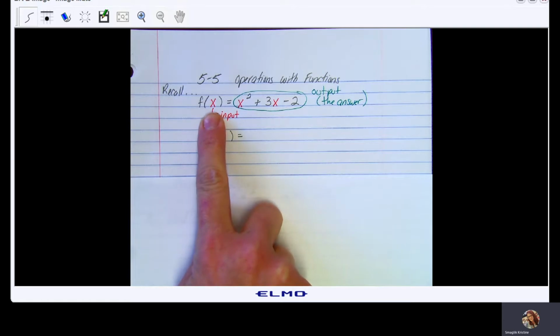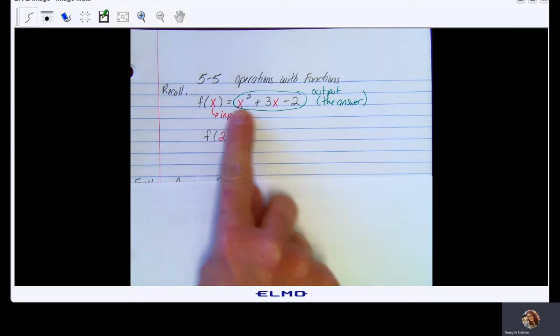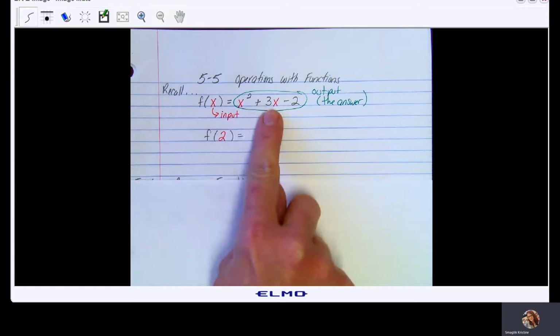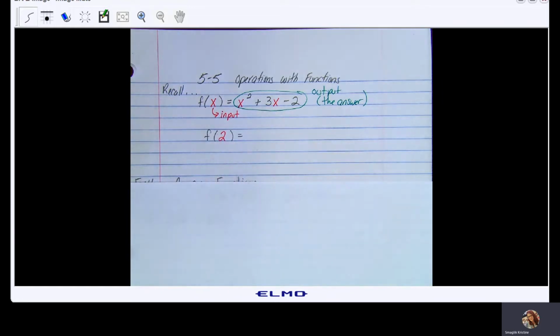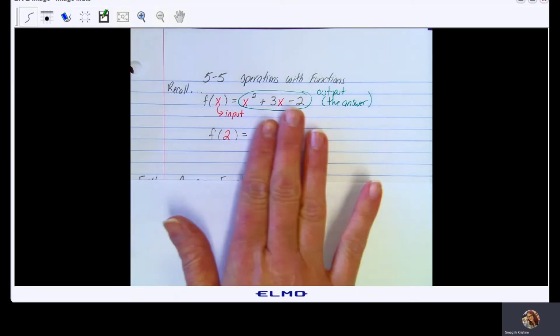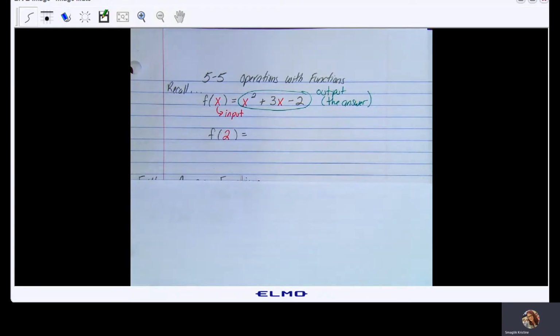And you don't necessarily have to have an x in the parentheses. It could be any variable. And what this represents is our input. So we can put in different values here, and then we would substitute those values in wherever I had a variable, and we would go ahead and simplify, and what comes out is the output. You can also think of that as the answer.